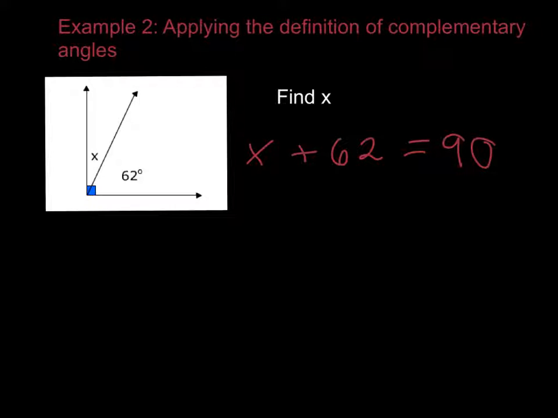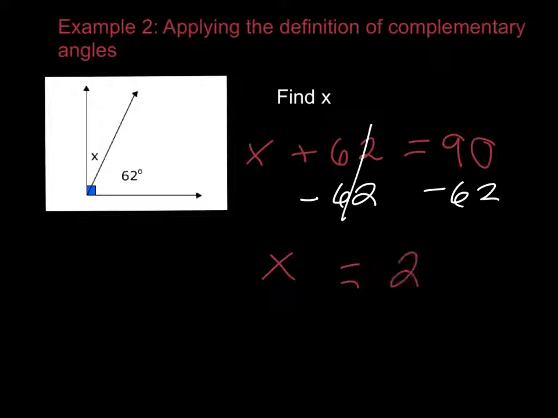Now, in order to solve this, it's simple algebra. We're just going to subtract 62 from both sides of our equation. Once we've done that, we have x isolated by itself on the left, and 90 minus 62 is 28. So we know that angle is 28 degrees.